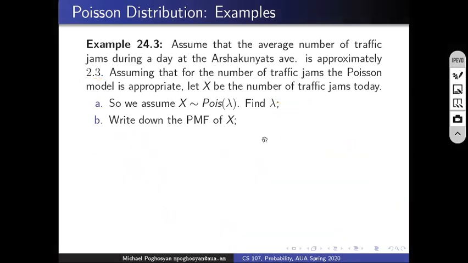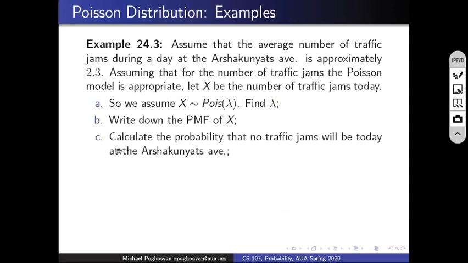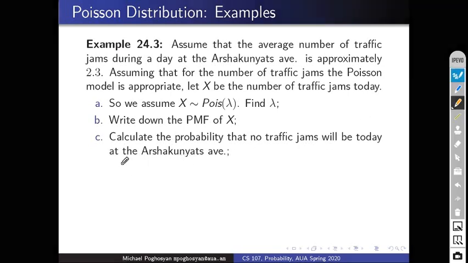Let's move forward. The next part is to calculate the probability that no traffic jams will be today at Arshakuniats Avenue. Because x was the number of traffic jams, no traffic jams means that x is equal to 0. So the problem is asking to calculate the probability that x is equal to 0, and the probability that x is equal to 0 is e to the minus lambda, e to the minus 2.3.